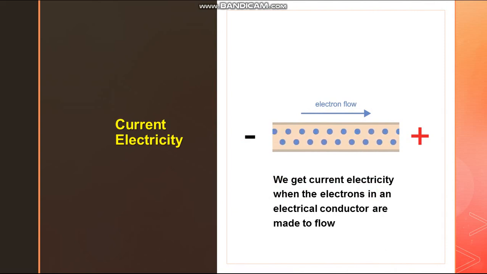We know that water flows from a higher level to a lower level, and when we apply a force to a stationary object, we can set it into motion. In the same way, we can get current electricity when the electrons in an electrical conductor are made to flow.